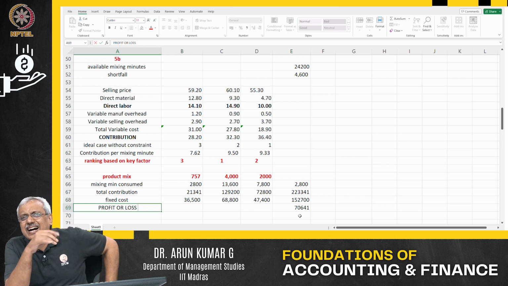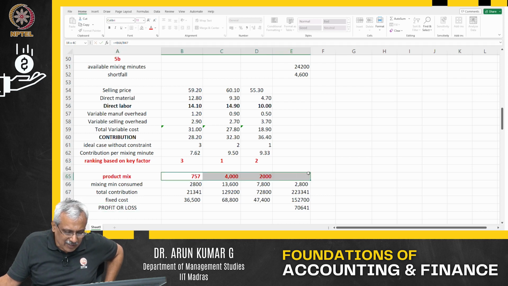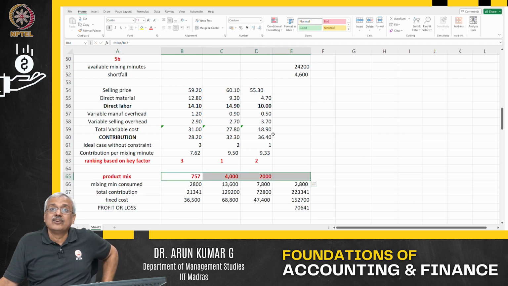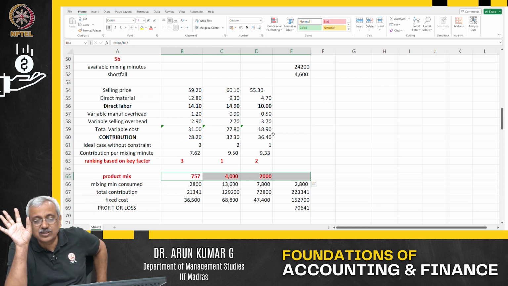You try any other product mix. This product mix is the best ideal product mix given the constraint. For this constraint, if you try any other product mix, the profit will always be less than this. This is maximizing the profit.